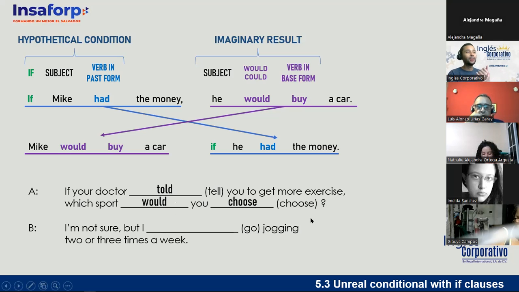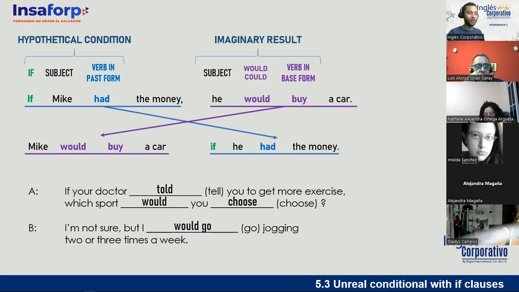Very good, Imelda. Now Alejandra is going to complete part B. I'm not sure, but I would go jogging 2 or 3 times a week. That is correct. Thank you, Alejandra and Imelda, for your participation. Very good. There you go. Ahí está.